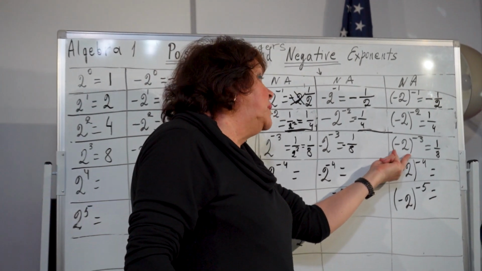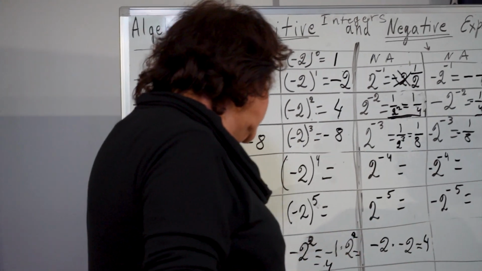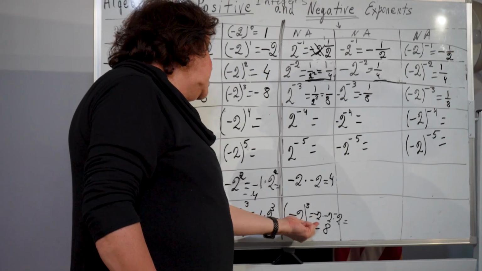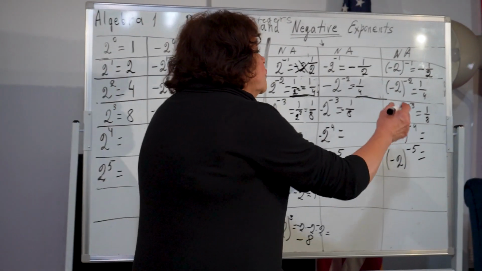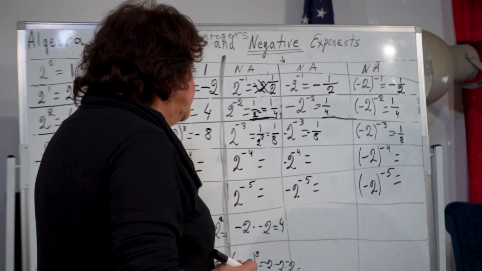In this case, it's in parentheses. Will it affect that? No, it's still going to be negative. Look here, we have negative 2 to the power of 3 equals negative 8. So the entire answer here is going to be negative 8.